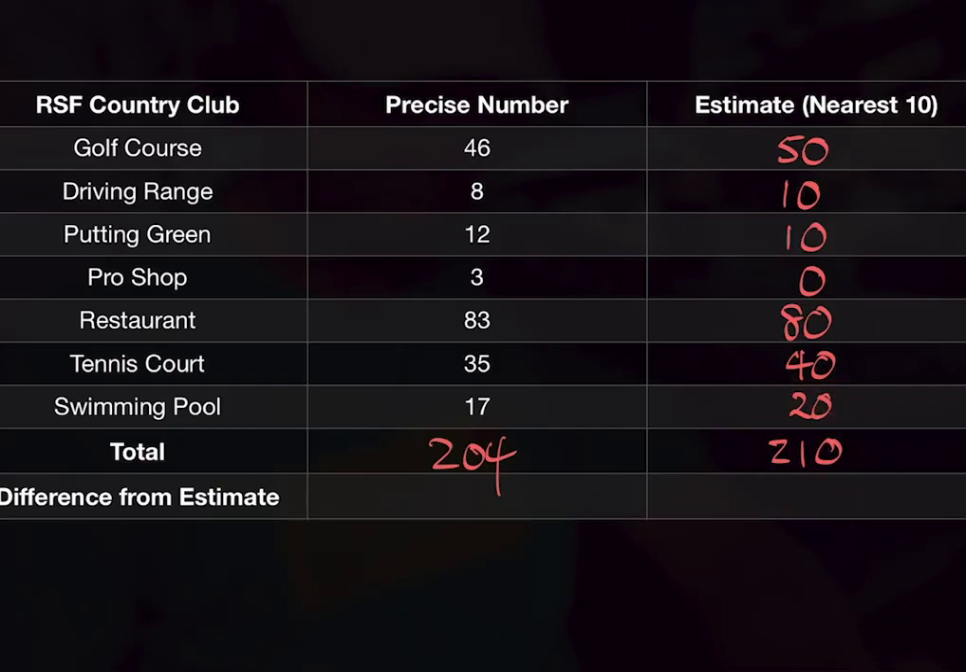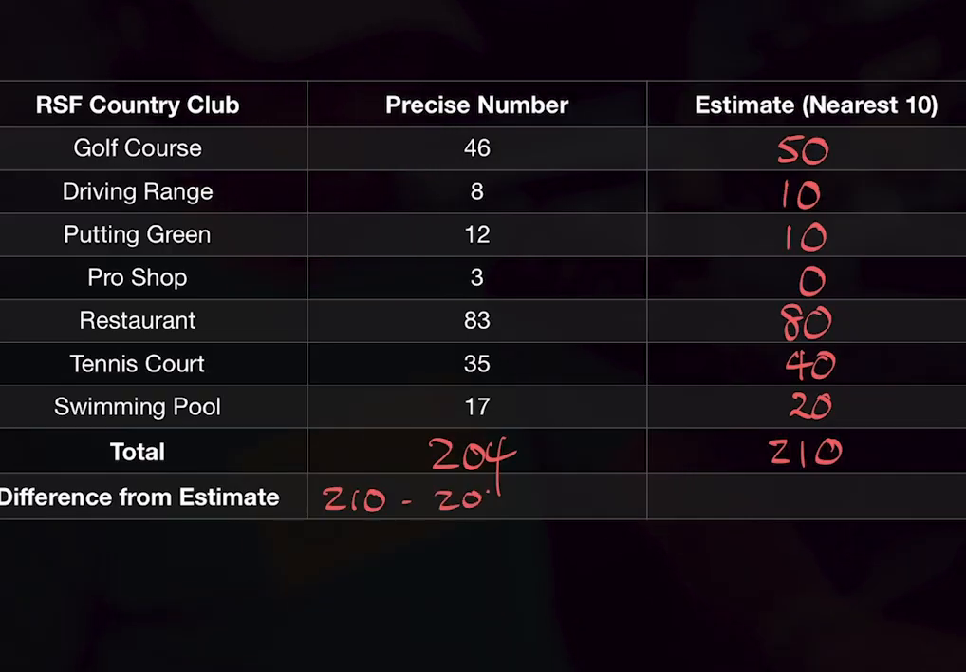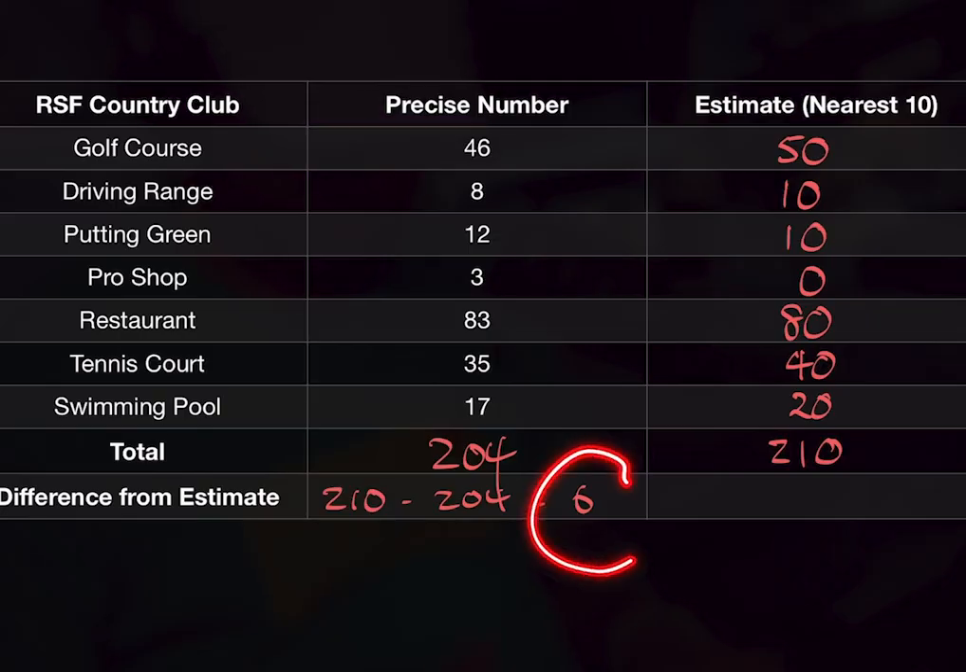Well, if our estimate was 210 and our precise number was 204, this means that there was only a difference of 6 between my precise number and my estimate, making my estimate extremely important and useful because it's just easier to add rounded numbers in my head, and it gave me a very good idea about how many people were actually at the country club.